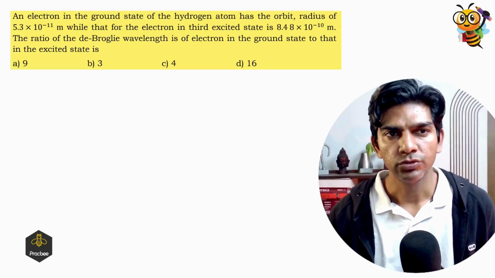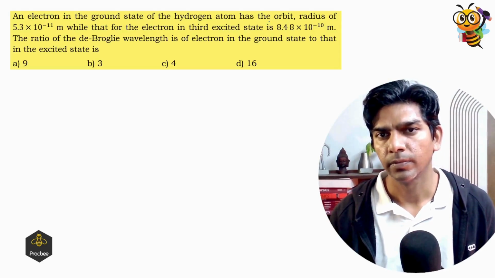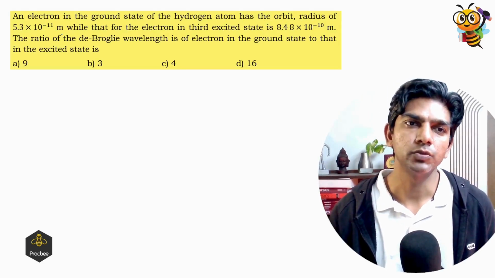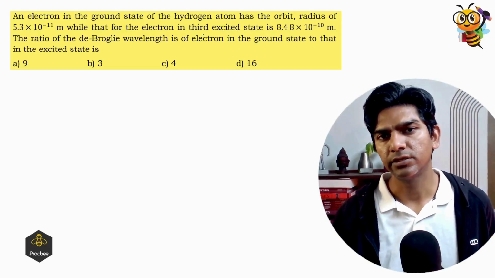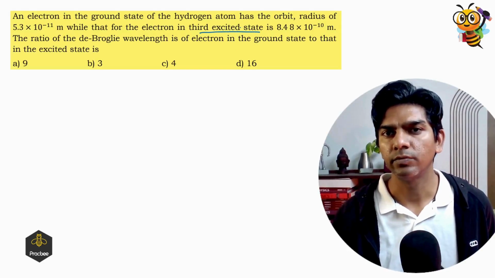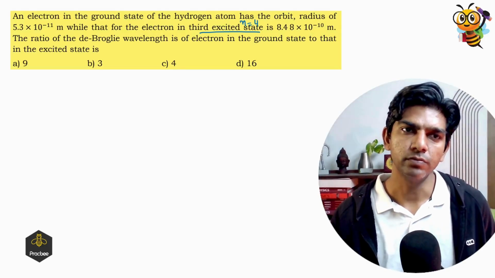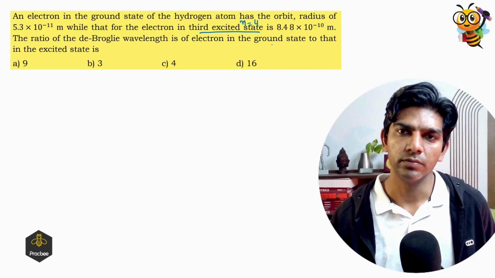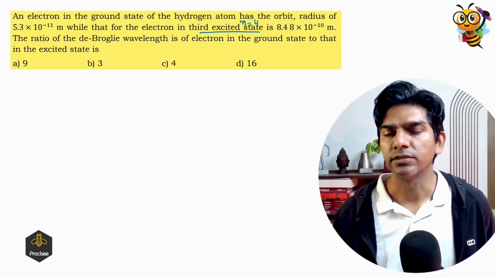Right. So let us say this question: an electron in the ground state of the hydrogen atom has the orbit radius of 5.3 × 10^-11 meter, while that of the electron in the third excited state, so third excited state means n equals 4, is 8.48 angstrom. The ratio of the de Broglie's wavelength of electron in the ground state to that in the excited state, right?